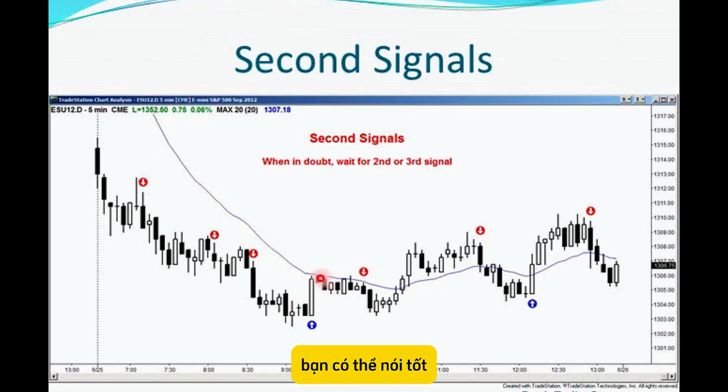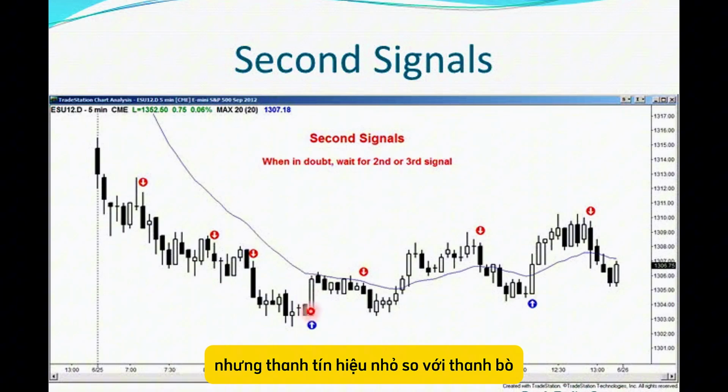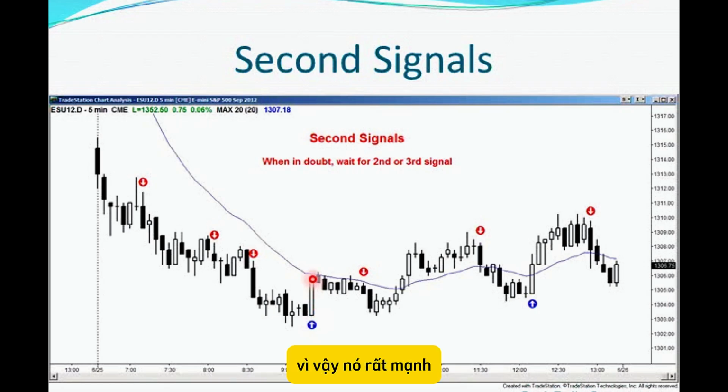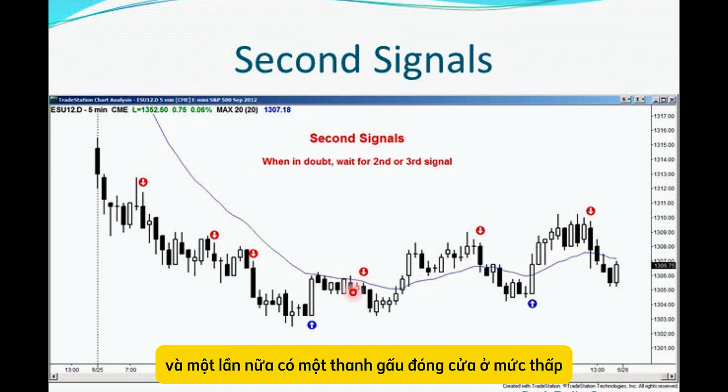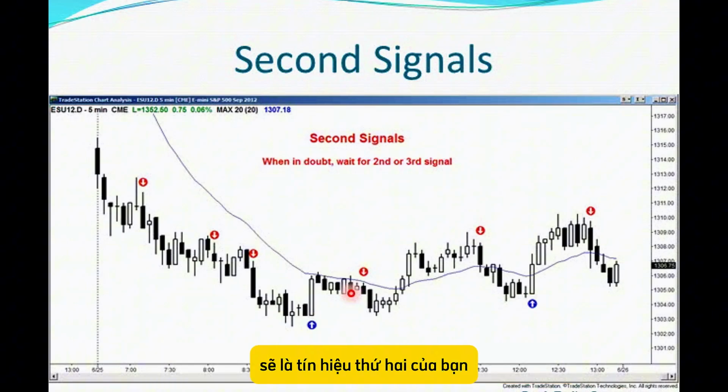Here you could say, well, I want to sell. We're pulling back to the moving average, but the signal bar is small compared to the bull bar, and the bull bar opened on its low tick, closed right on its high tick, so it's very strong. I'll wait to see if there's a second signal bar, and I'll take the second signal. Here the market tried to go up a second time and again had a bear bar closing on its low, so shorting 1 tick below the low of that bar would be your second signal, and you would have been filled over here.